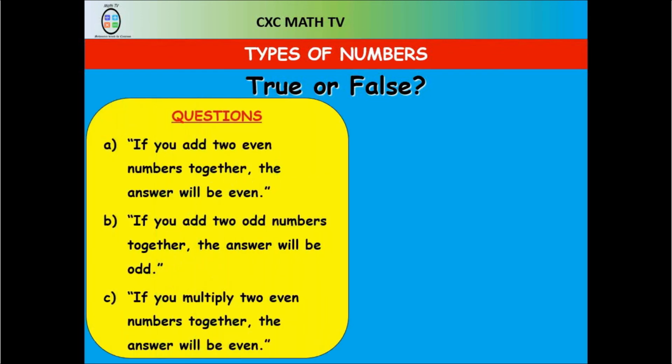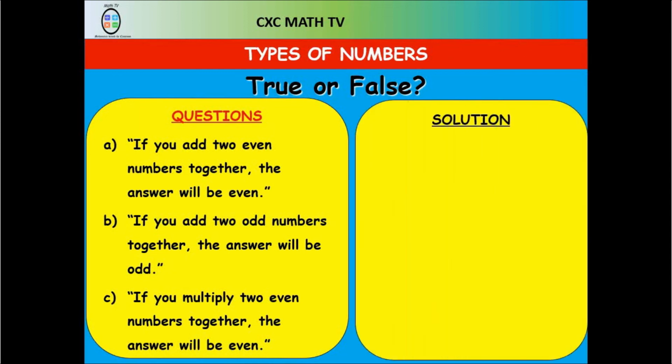Alright, so let's do some more questions here. Look at this first question here. It says if you add 2 even numbers together, the answer will be even. Is that true or is that false? Part A. Pause the video, attempt it. If you add 2 even numbers together, the answer will be even.